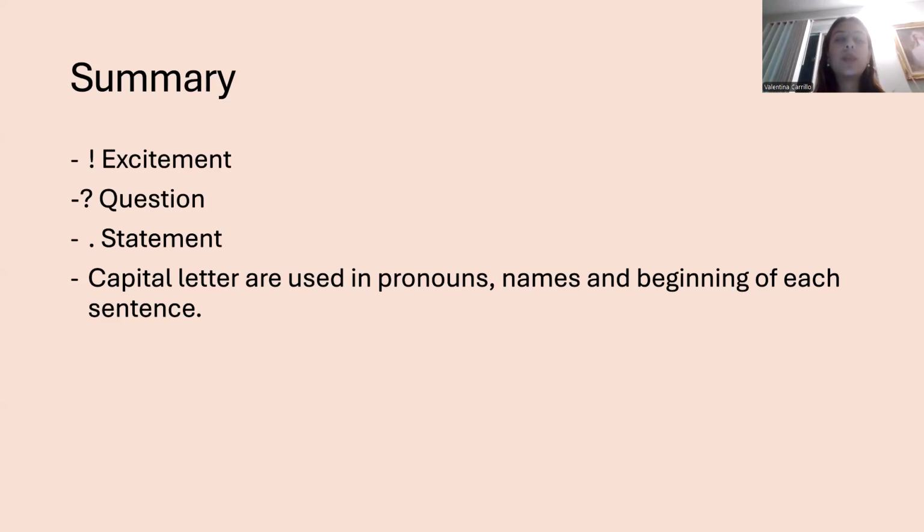Another punctuation mark that we use in grammar is a period. Why do we use a period? It is something we often use because most times we are just making a statement. We are not asking a question, we're not saying something exciting or anything like that. So we just use a period. Something else we learned today was about capital letters. Capital letters are used in pronouns, names, the beginning of each sentence, and also in countries. The words of countries, the first letter goes in capital letters.